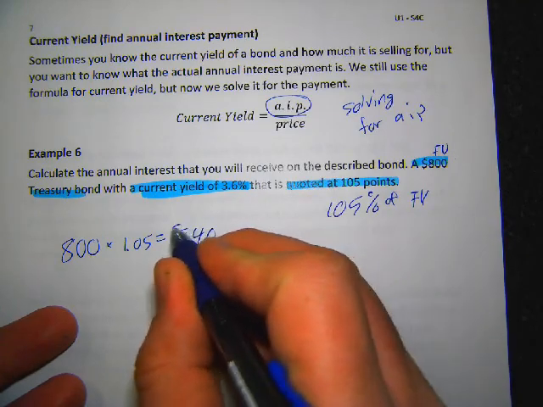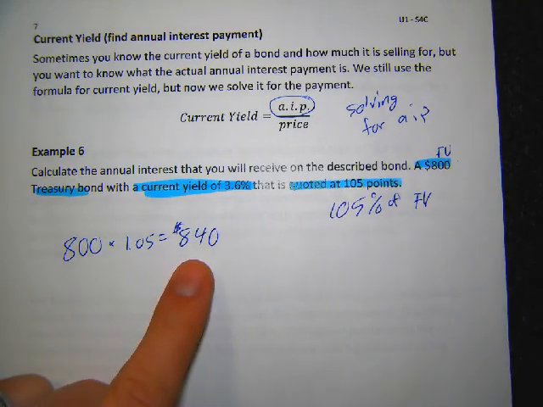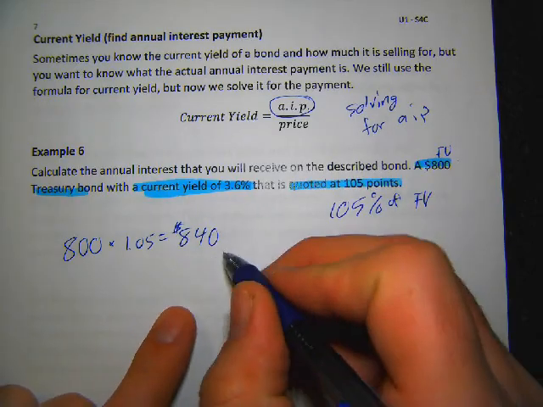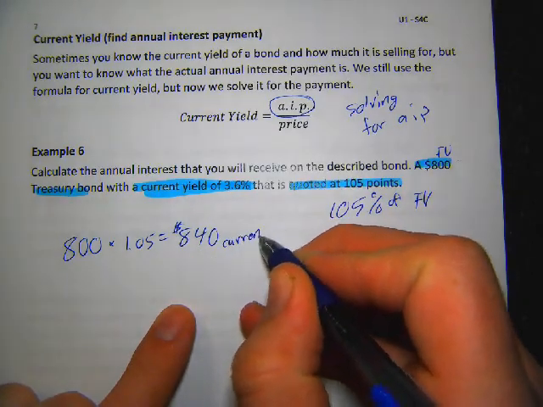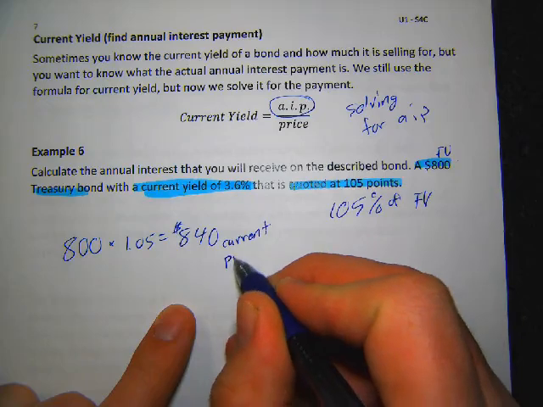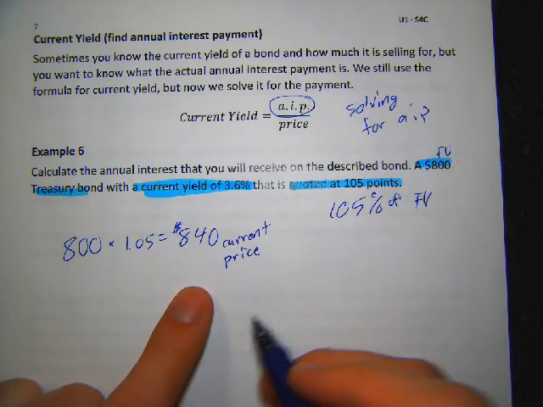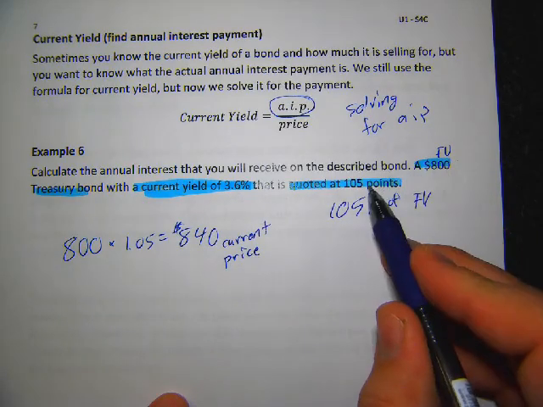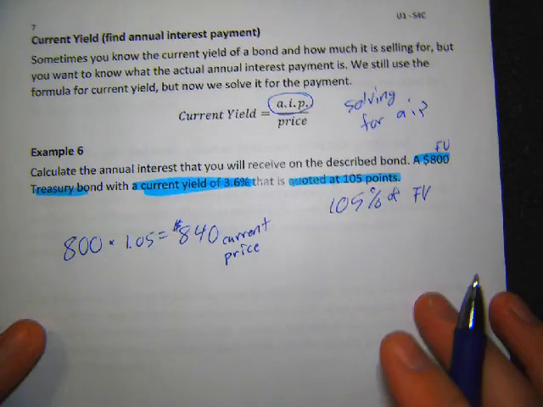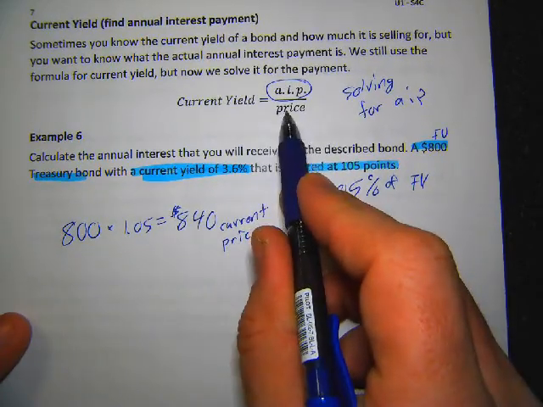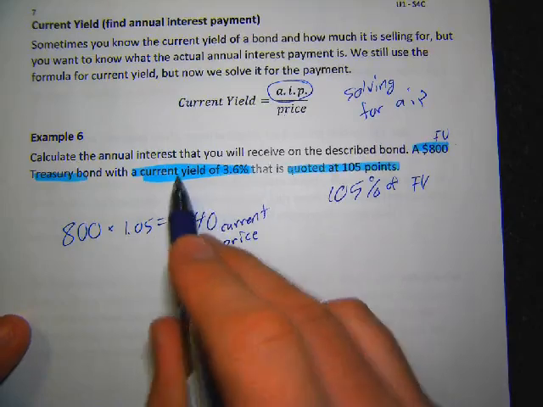Okay, because it was overpriced, it's actually selling for $840. This is the current price because that's at 105 points. You can always find the market value, the current price, if you take the face value times the number of points, and that'll give you the current price. Now we know the current price is $840. We know the current yield is 3.6%.